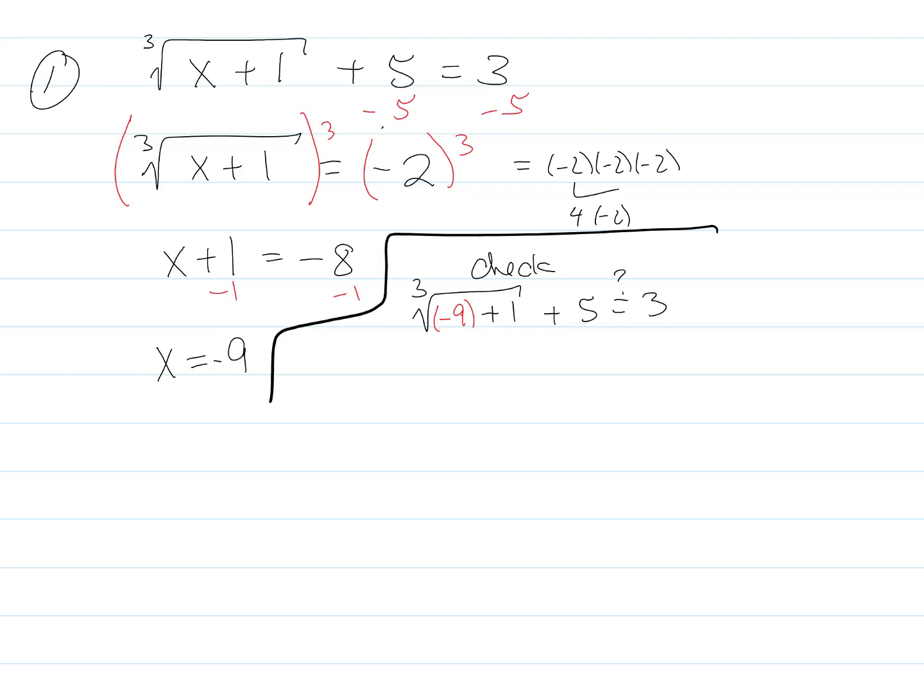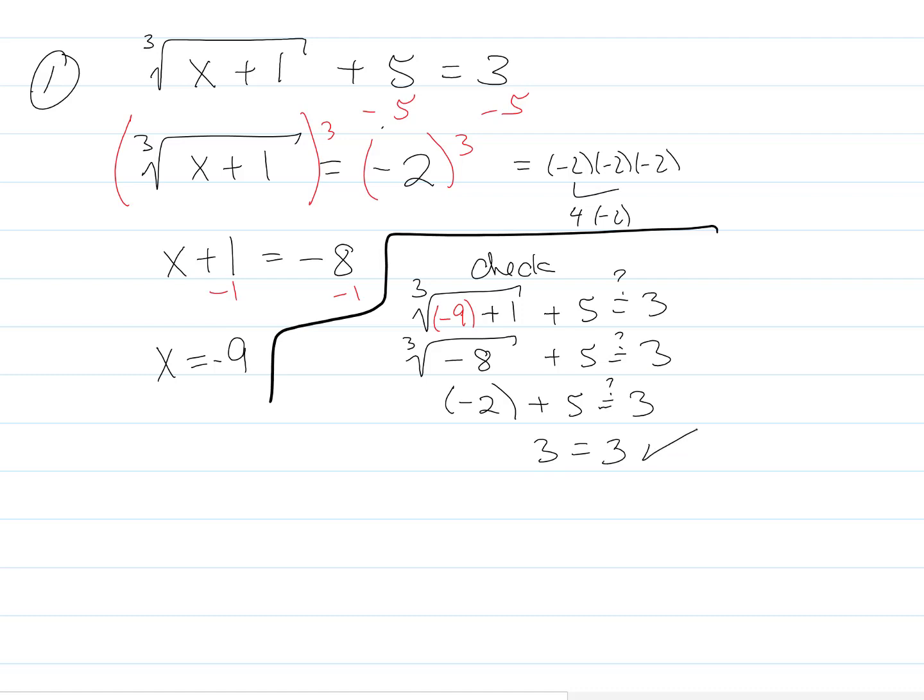All right, so on the left, I've got -9 plus 1, which is -8, plus 5. Is that equal to 3? The cube root of -8, I just did this, so I should be able to do it backwards, is -2. -2 plus 5, is that equal to 3? Yes, in fact it is, so that means I'm good to go.